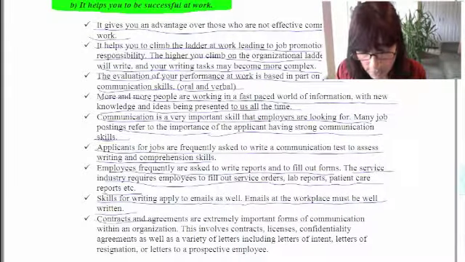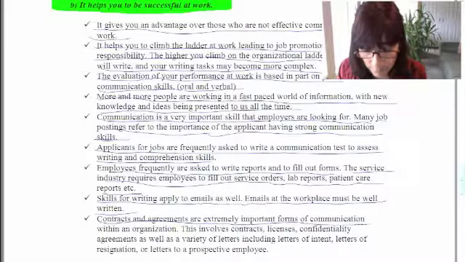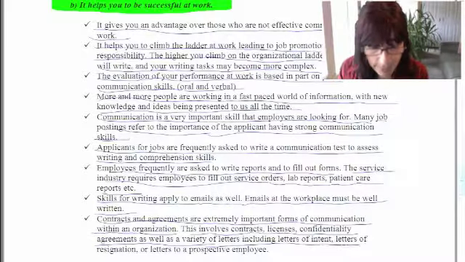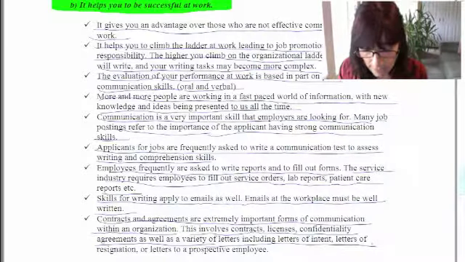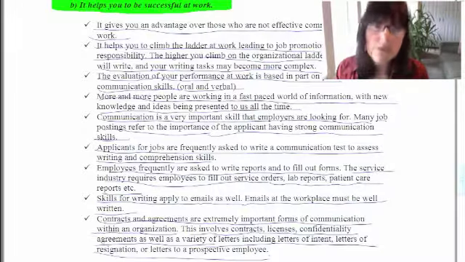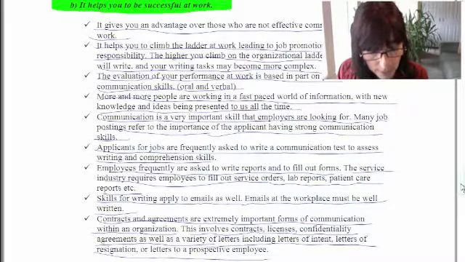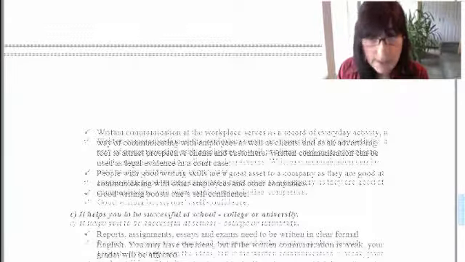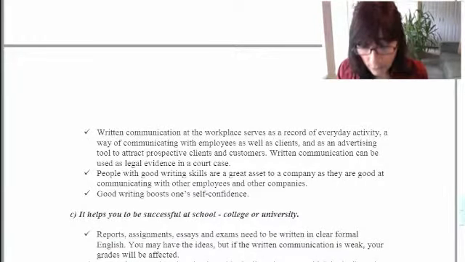As well, contracts and agreements are extremely important forms of communication within an organization. So you would be involved with contracts, licenses, confidentiality agreements. You might also have to know how to write a variety of letters, including letters of intent, letters of resignation, or letters to a prospective employee. So all these different points show you the importance of effective communication in the workplace.